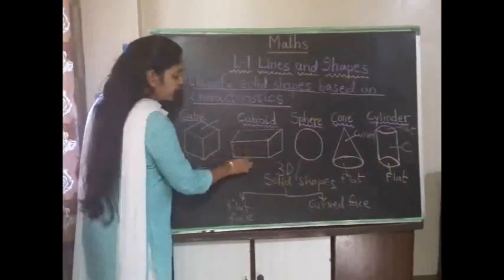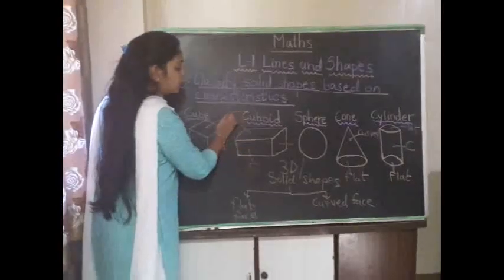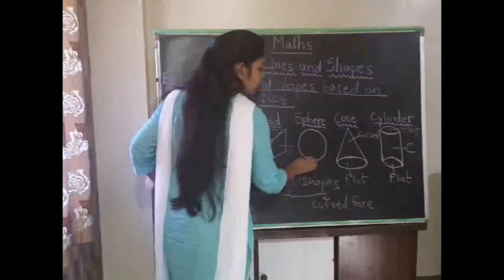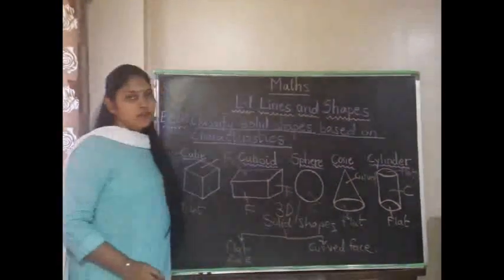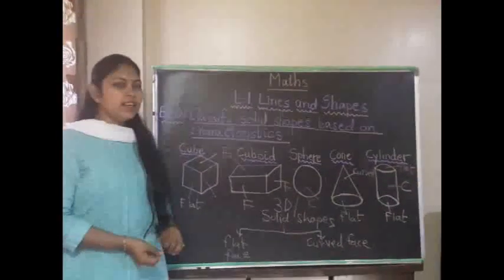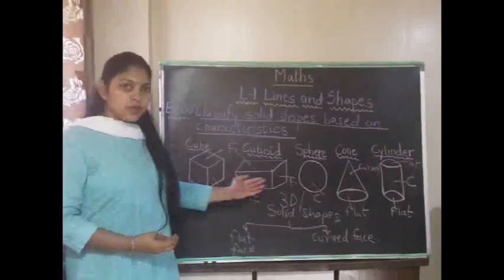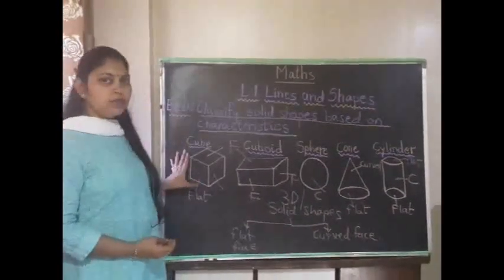Let's see about cuboid. All the sides are flat. So, I am writing F for flat. And in sphere, we always have a curved face. I think it is a little difficult to understand this concept by simply looking at this diagram.